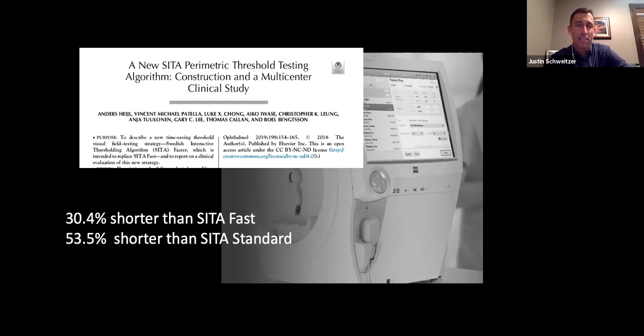And you can do so many things with it, especially with the technology that they've brought out with the SITA Faster now. They now have something called 24-2C. What that is, they're testing an additional 10 visual field points in the central visual field, which is important. So, I lean more towards that particular one, but I think Octopus is a nice visual field as well.